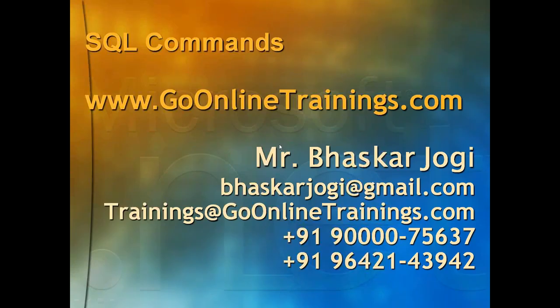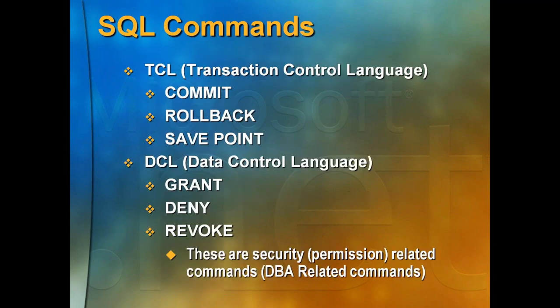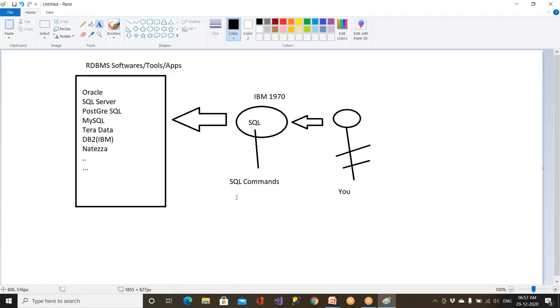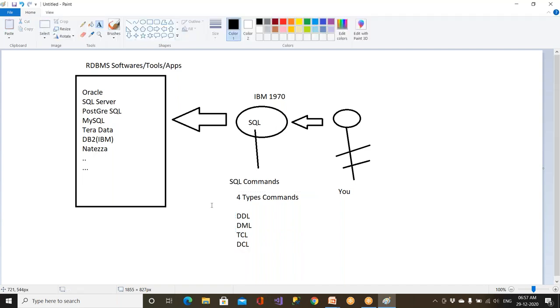So from today we are going to learn SQL commands. Clear? So what are the commands that we have? There are four types of commands in SQL. The first one is DDL commands, then DML commands, TCL and DCL. Clear? So there are four types of commands we have: DDL, DML, TCL, and DCL. These are the four commands that you should know.